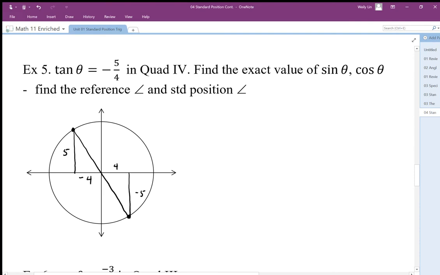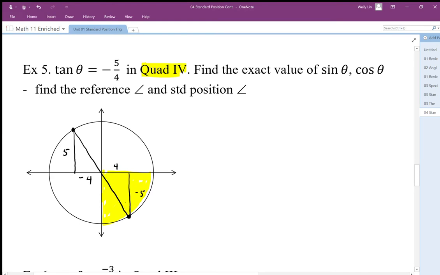Now it says it's in quadrant 4, so I only need to worry about this one position. So I'm just going to highlight that it's only this position that we're really concerned with. Okay, so that's quadrant 4. So when I solve for this, actually first of all it says find the exact values of sine, cosine, tan. I know that it's in quadrant 4, so I don't need to worry about the quadrant 2 angle.